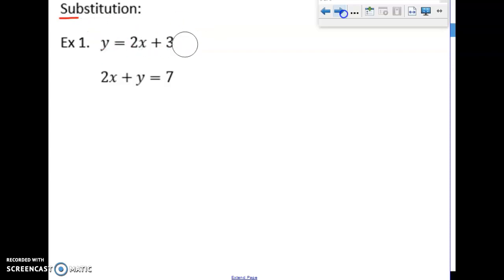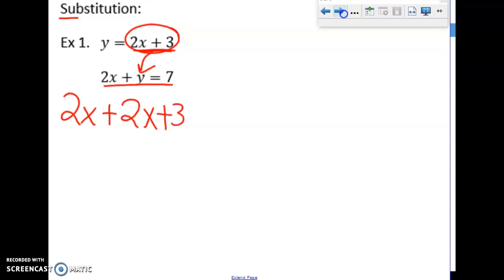So hopefully that helps us understand that when I see this, I can substitute it in for this because they mean the same thing. And so what I do is I rewrite the equation with this in it. So I'm going to rewrite this bottom equation here as 2x plus, but not y, 2x plus 3 equals 7. And that's the only new step. So if you have any questions on that, please let me know, because everything else we're going to do is basically solving an equation. All right?